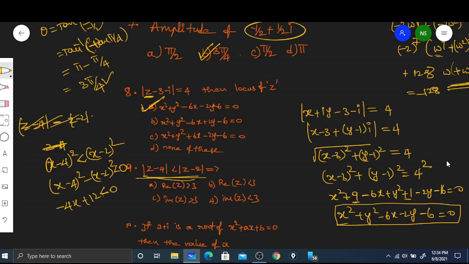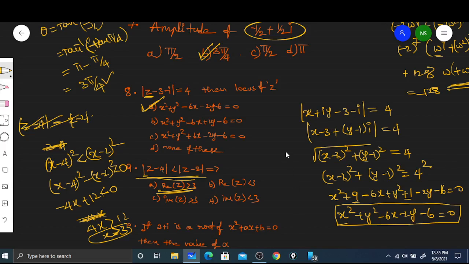So the value of x: sending minus 4x to the other side, 4x will be greater than 12, so x is greater than 3. So you can say that the real part of z is greater than 3. We will be having two things, one is real and another one is imaginary.